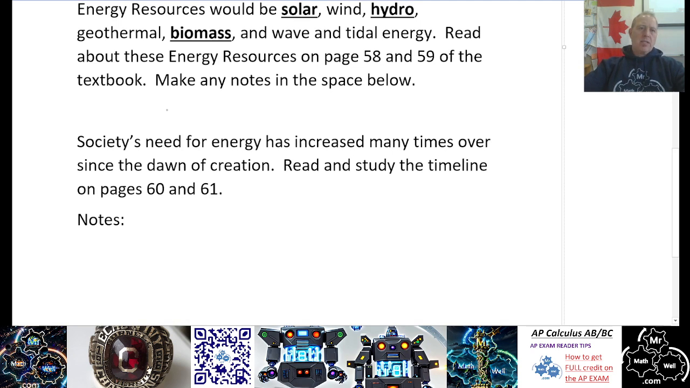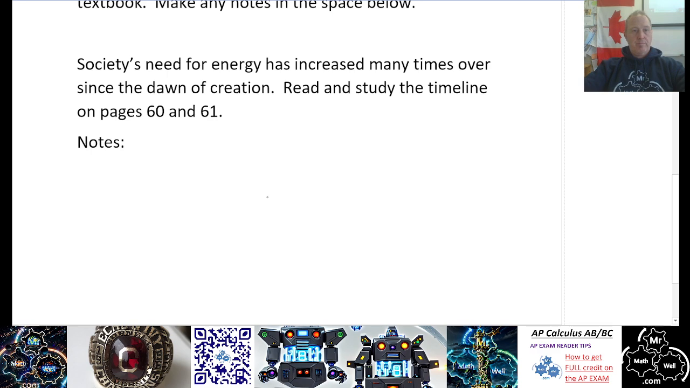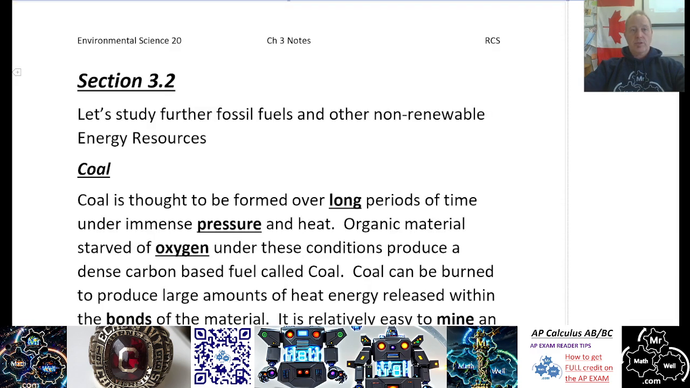Let's keep going. Society's need for energy has increased many times over since the dawn of creation. You can read a brief timeline on page 60 and 61 to see where we've come from, day one to today, about our energy sources and the need for these energy sources. Section 3.2. Let's study further fossil fuels and other non-renewable energy resources.